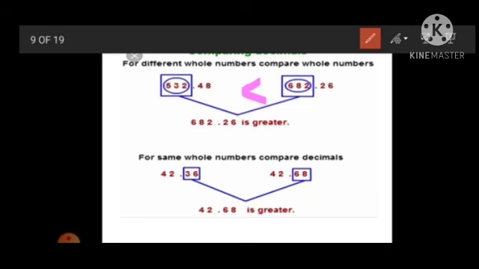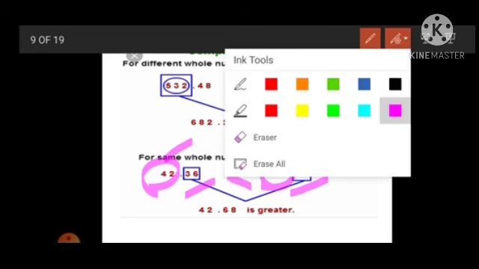Okay. Now 42.36 and 42.68. Again these two numbers are like decimals. First step. Second step is what? We check the whole numbers. The whole number is 42 here, 42 here. Both are the same. Then we check the decimal places. After the decimal point, here 36 and here 68. Which is bigger? 68. So 42.36 is less than 42.68. Okay students.